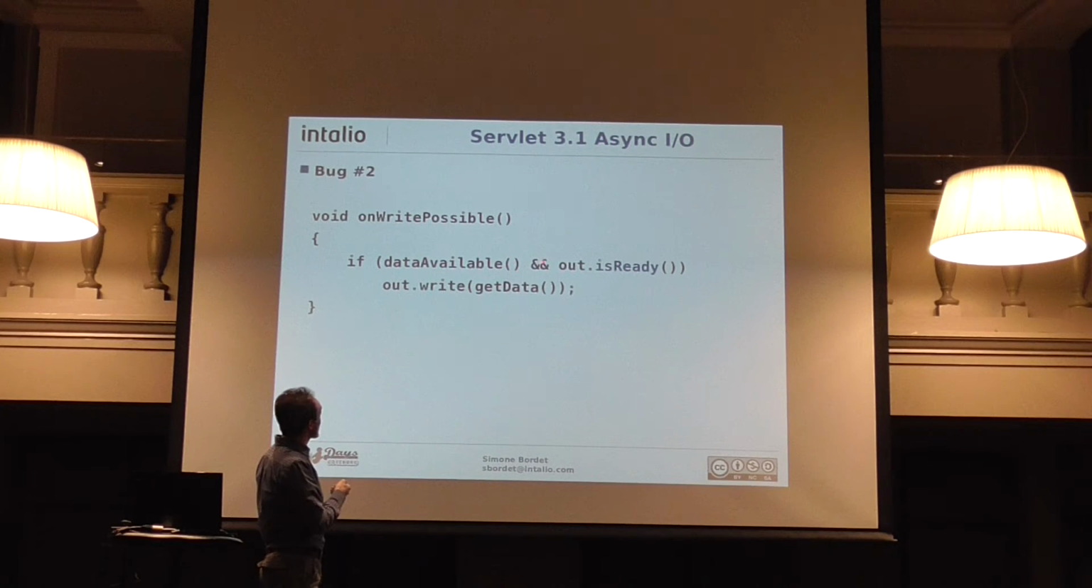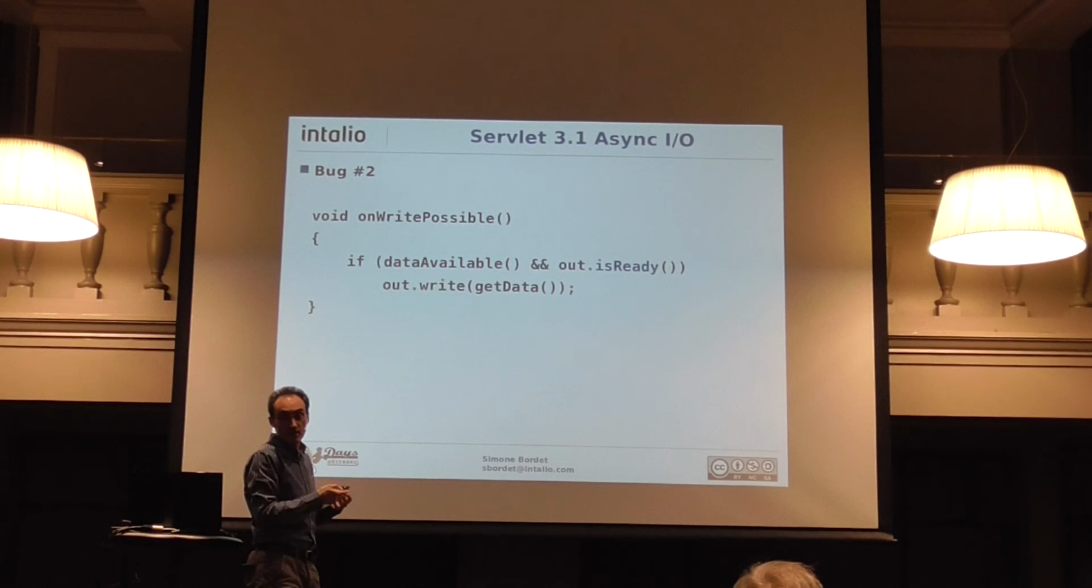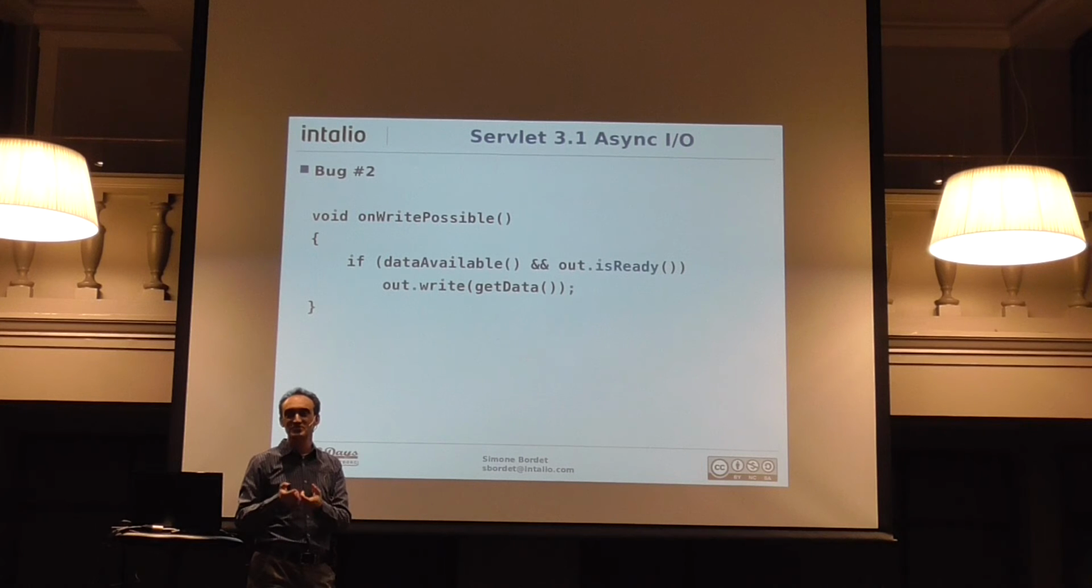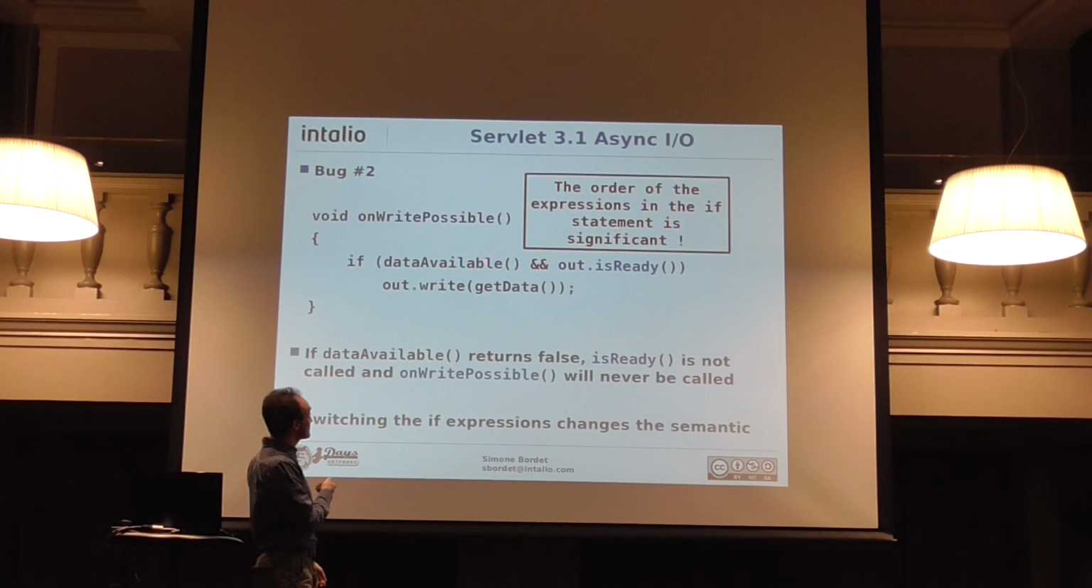onWritePossible gets called. Now I have a condition before I do the write, right? And I say, okay, is data available to be written? Maybe I need to fetch data from a REST service or something. And then I say, well, if I have data and the output is ready, then I can write that data. Okay, this could be even a while loop or something, right? What is the problem here? The problem here is that isReady is not really like a getter method that has no side effects. It has a very important side effect. If it returns false, it schedules a call to onWritePossible. So now the order of these two expressions is important. If you invert them, so you call out.isReady and then data available, it has a different meaning.